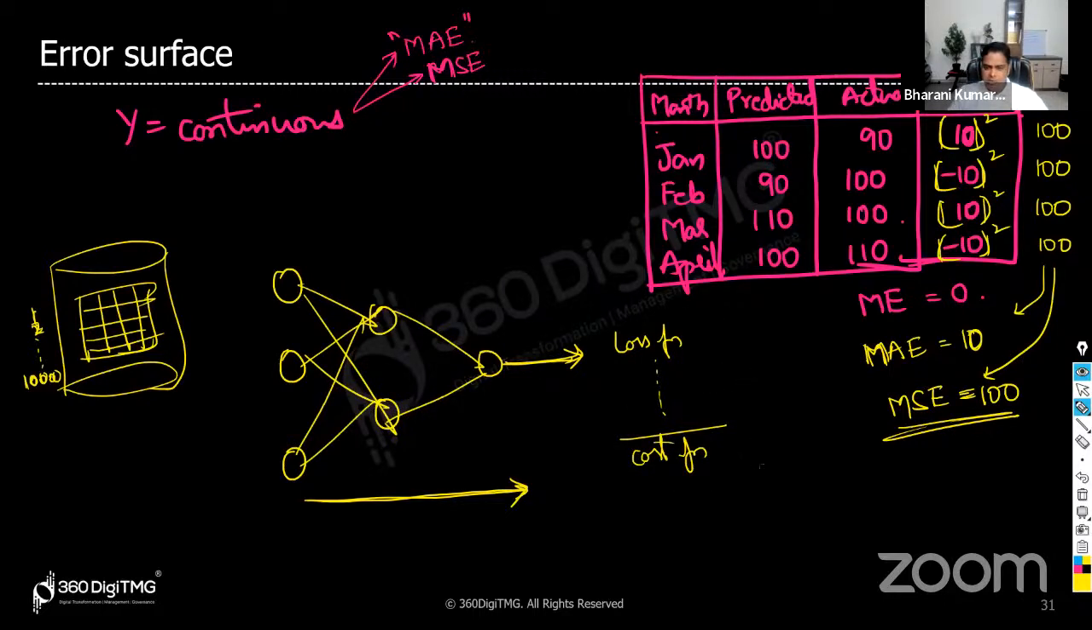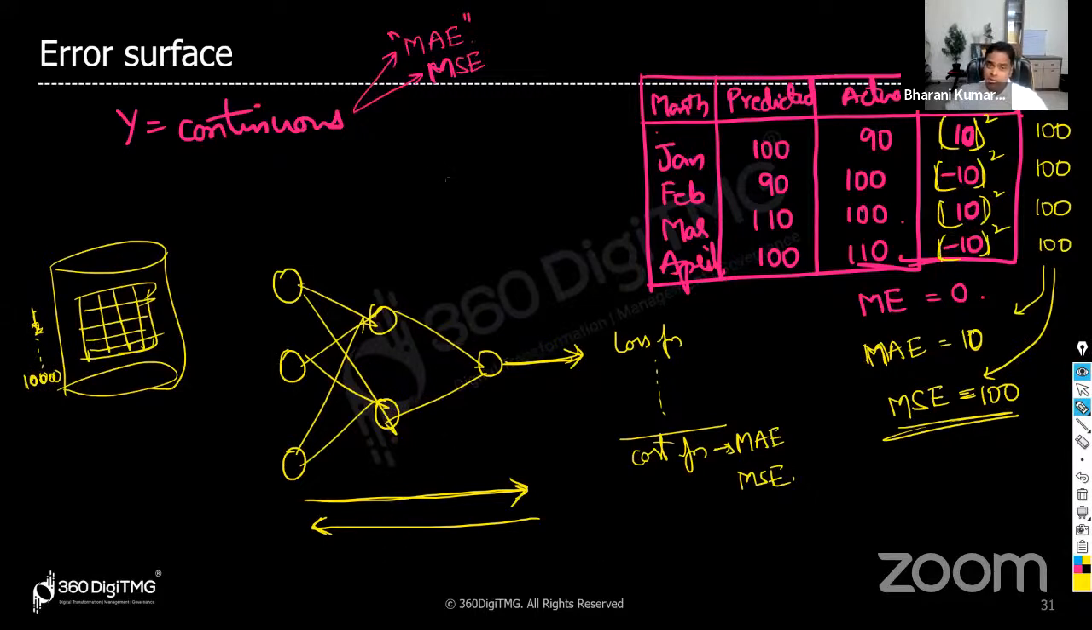What do you use here? You can simply use as a cost function mean absolute error or mean squared error, whatever you feel is apt. And then you back propagate and update the weights. So back propagation is used to update the weights.